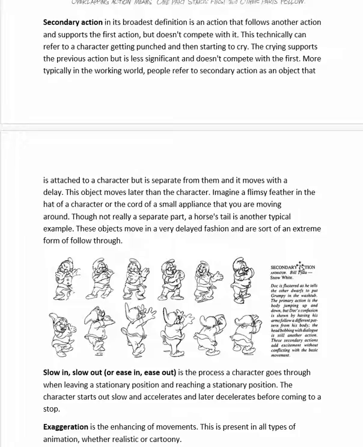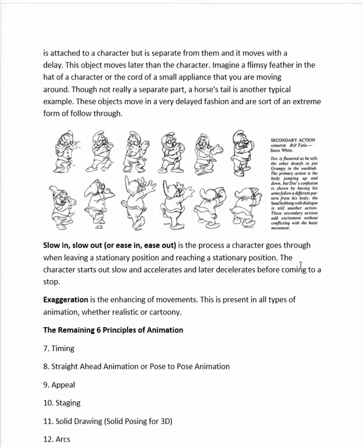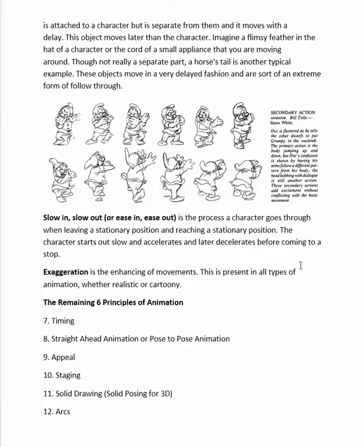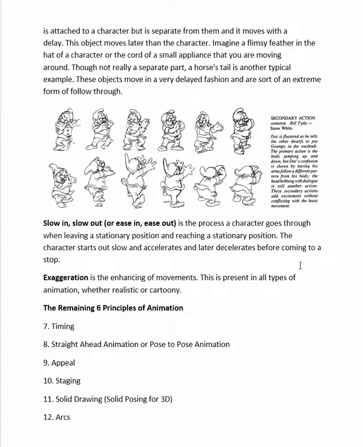More typically in the working world, people refer to secondary action as an object that is attached to a character but is separate from them and it moves with a delay. This object moves later than the character. Imagine a flimsy feather in the hat of a character or the cord of a small appliance that you are moving around. Though not really a separate part, a horse's tail is another typical example. These objects move in a very delayed fashion and are sort of an extreme form of follow-through.